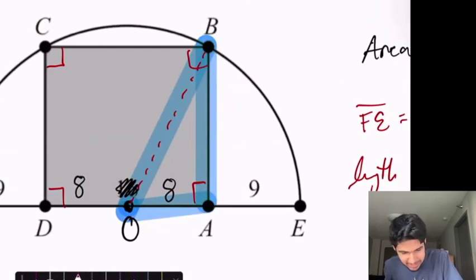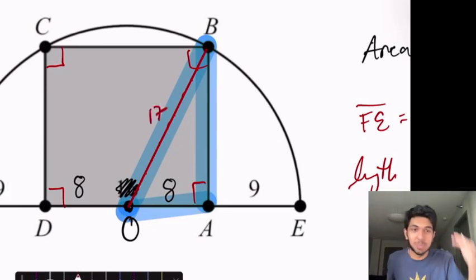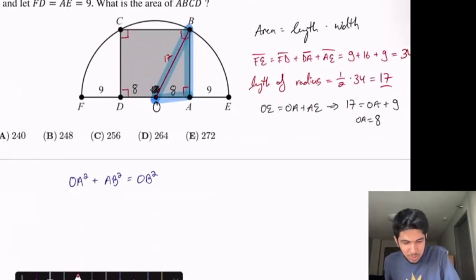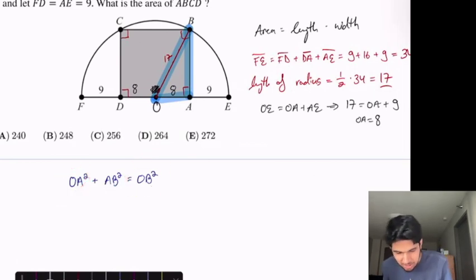OB is this line that we just drew, but it's connecting O, which is the center of the circle, to B, which is on the edge of the circle. OB is a radius. Oh my gosh. We know the length of the radius. OB is going to be 17. We solved for the length of the radius. This is so exciting. That means we can solve for AB in here because we know this and we know that. So let's do it.